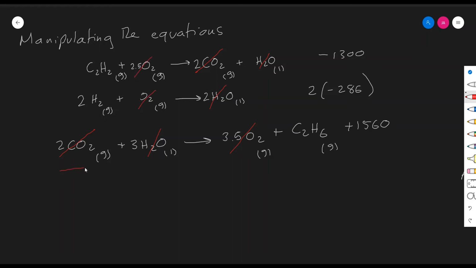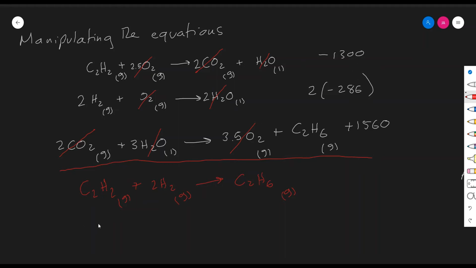Thus, if I were to add all 3 now, just as you would in simultaneous equations in math, you just bring down what's left in the equations. Thus, this adds up to C2H2 gas plus 2H2 gas would produce C2H6 gas, which is the same as the equation asked for in the question. Thus, since this equation now matches the equation in the question, you simply add these values.